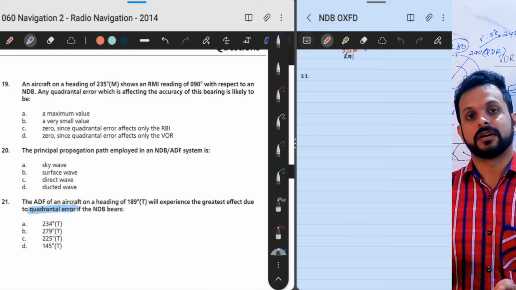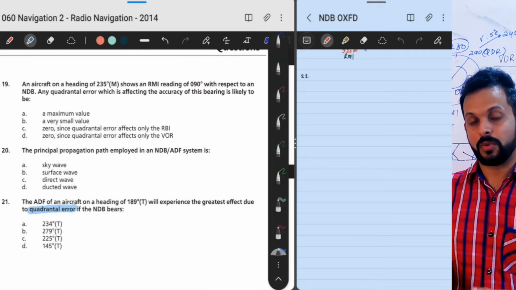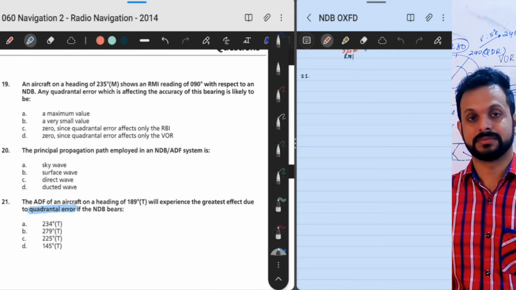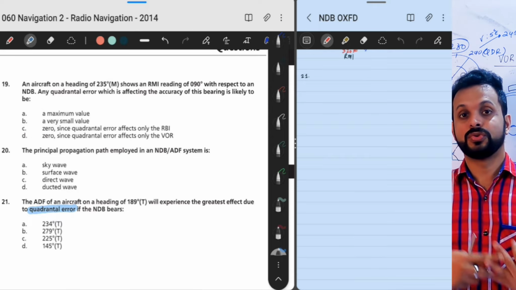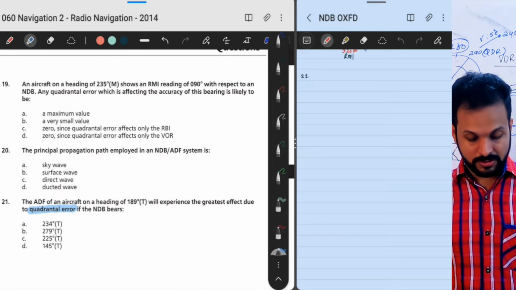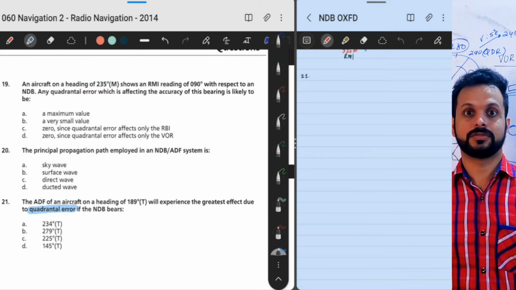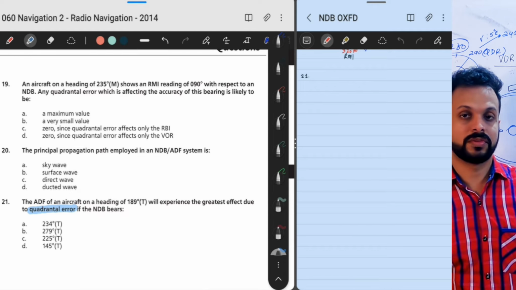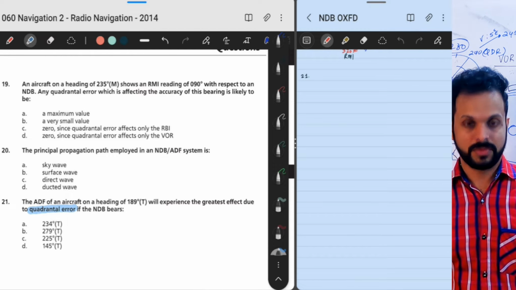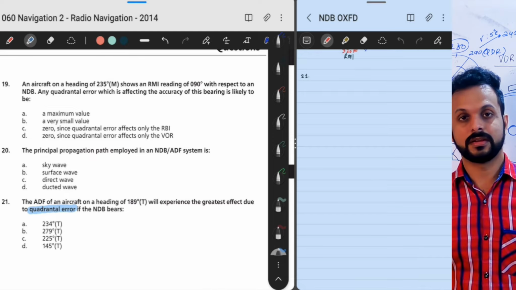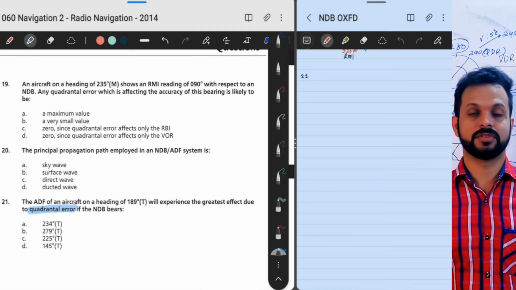So we know from the theory, if you have gone through it, the amount of quadrantal error is felt maximum on relative bearings of 45 degrees, 135 degrees, 225 and 315 degrees. So in here you are given the heading in true, which is 189 degrees, and you're asked to find out of the four options which have a bearing where the error would be maximum. So we are trying to find out the different bearings using the relative bearings that we have and the heading which is given in the question.